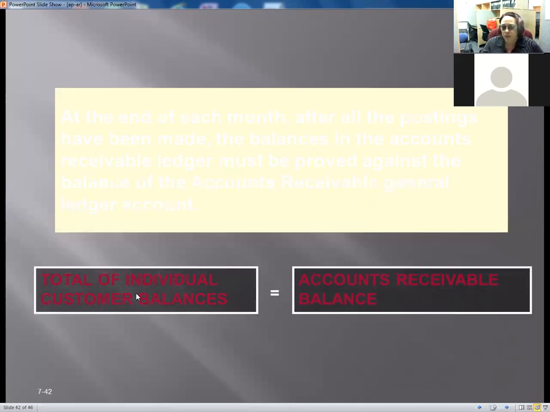So the total of the individual customer balances should equal your accounts receivable balance. And believe it or not, in QuickBooks, you'll run into this problem too. If you're posting something incorrectly, like a credit memo, it will throw off these two balances. So you've got to watch out what you're doing.